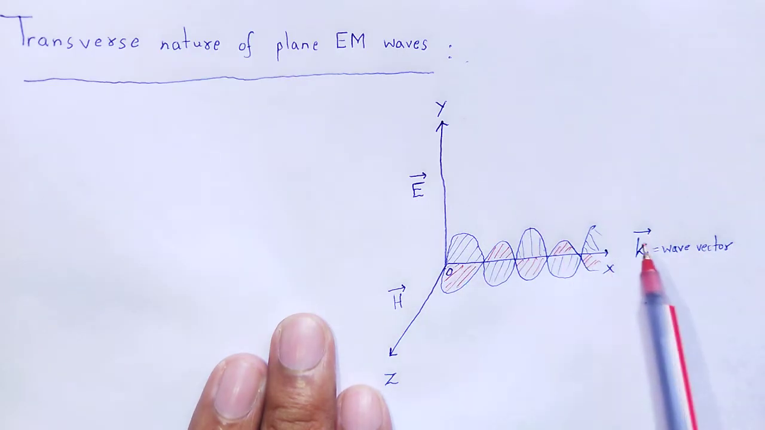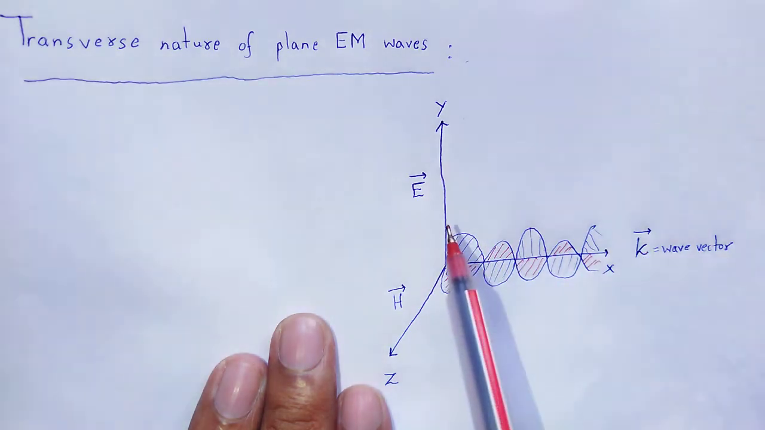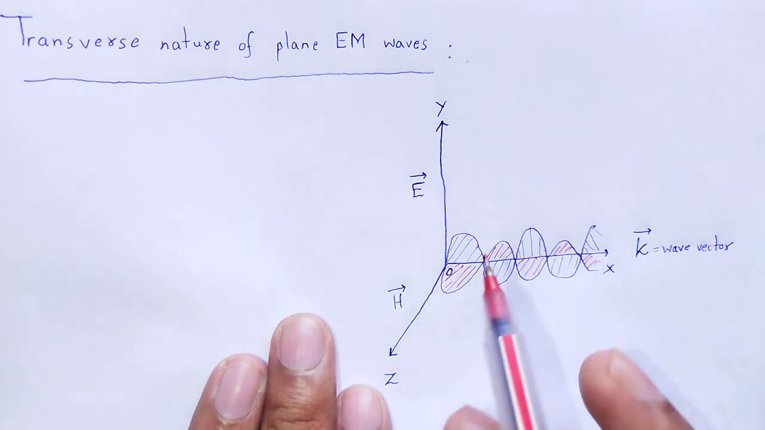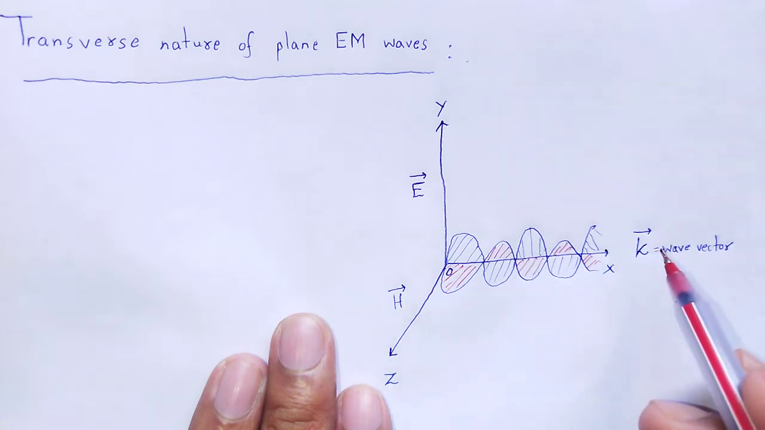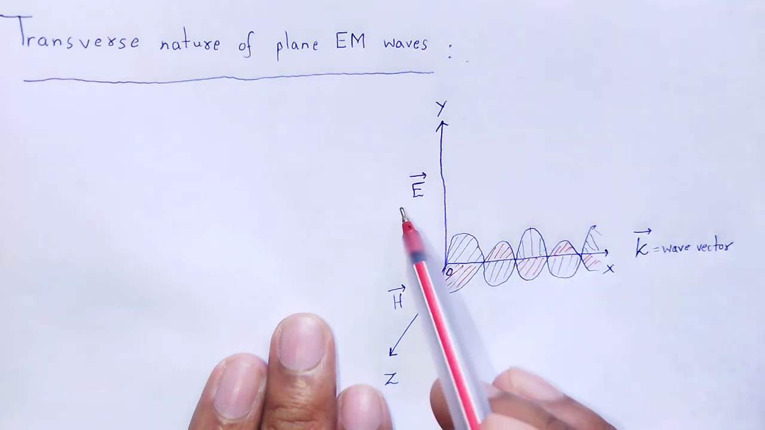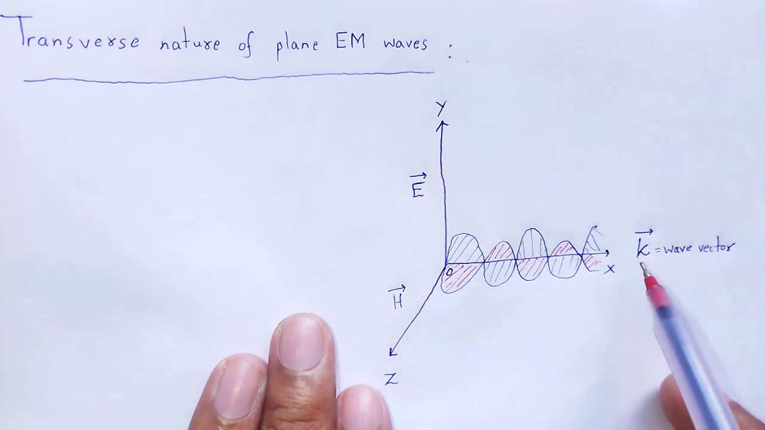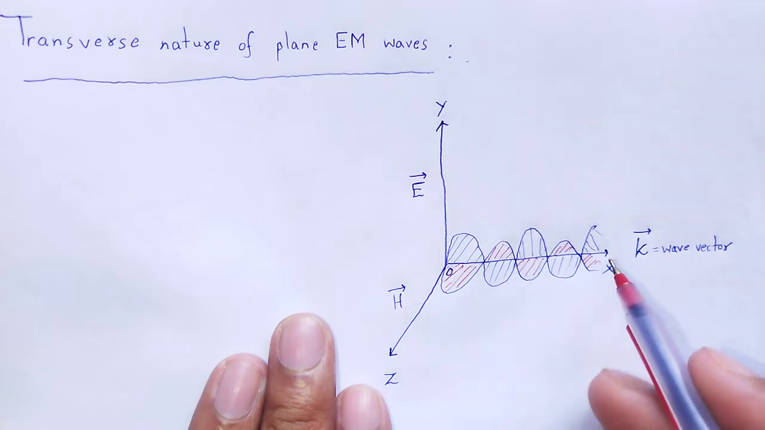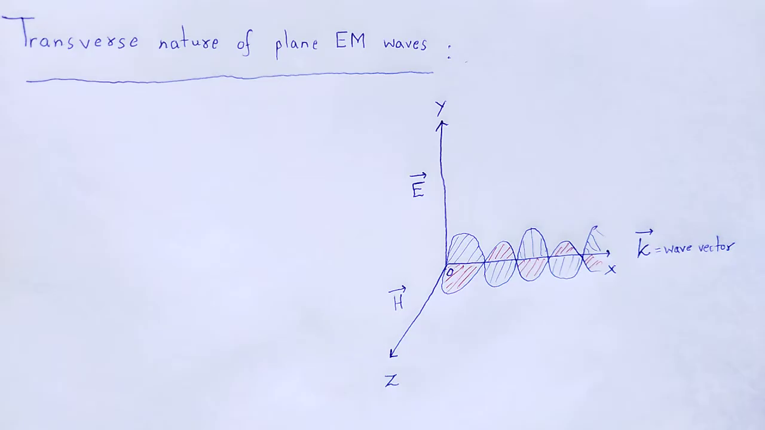When E vector and k vector are perpendicular to each other, mathematically the dot product of E vector and k vector is 0, and the dot product of S vector and k vector will also be 0. Then we can say E vector is perpendicular to k vector and S vector is perpendicular to k vector. Consequently, the plane electromagnetic wave is said to be transverse in nature. Let us proceed.